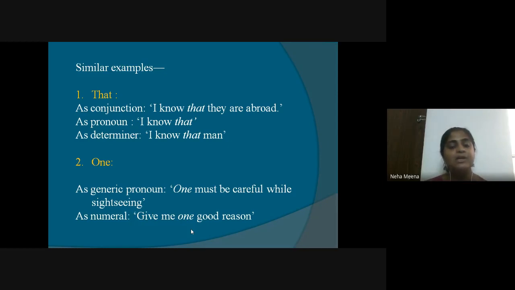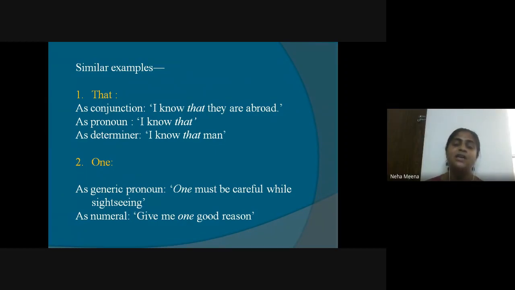If we are using a subordinating conjunction, usually it will form a complex sentence. There are exceptions everywhere, but 99.9% of the time coordinating conjunctions will form compound sentences, and subordinating conjunctions will form complex sentences. As that is a subordinating conjunction, it is used as a conjunction in this particular sentence: I know that they are abroad.